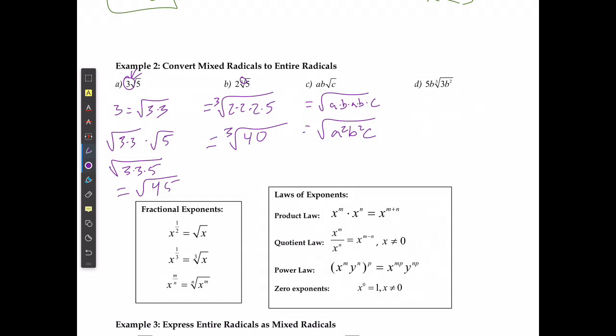And for the last example, I'm going to say this is equivalent to the cube root of 5 times 5 times 5, b times b times b, and then I already had a 3 and a b squared that was on the inside. I'm going to combine the like terms. 5 times 5 times 5 is going to be 125 times 3 is going to give me 375. And I have b times b times b is b cubed times b squared is going to give me b to the 5.